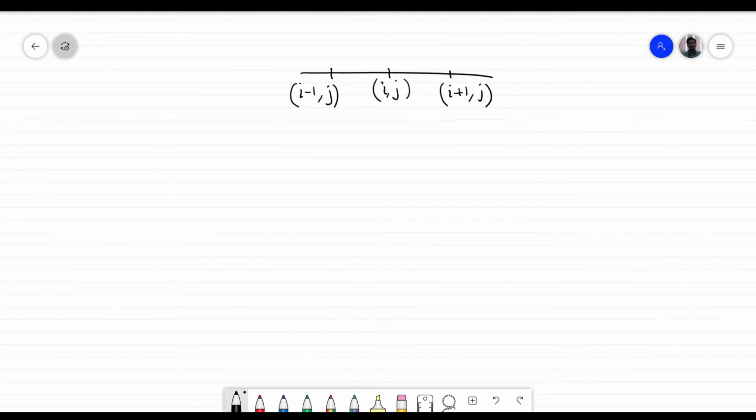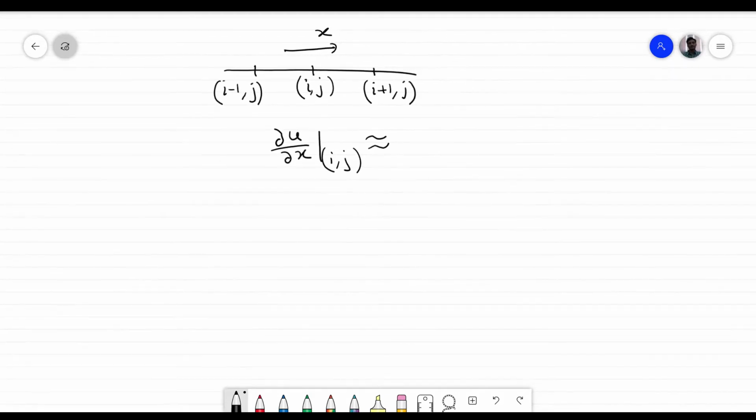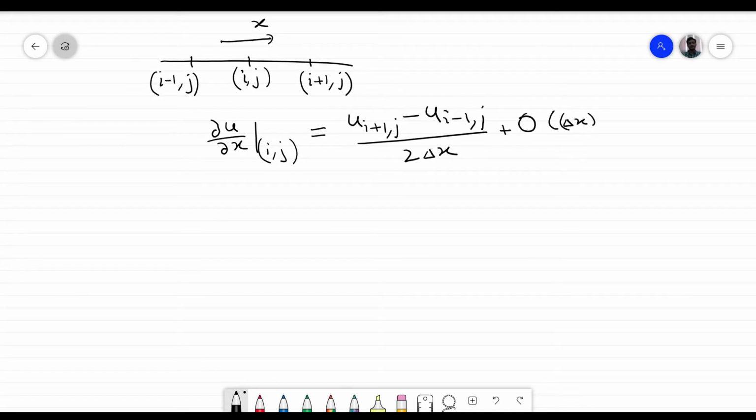Okay, and then you can write dou u by dou x, if this is the x-axis, at ij. Let me write the equal sign so that I can write the order of the truncation error. So dou u by dou x, written in central difference approximation, is ui plus 1j minus ui minus 1j by 2 delta x, and the order of error here is delta x square.